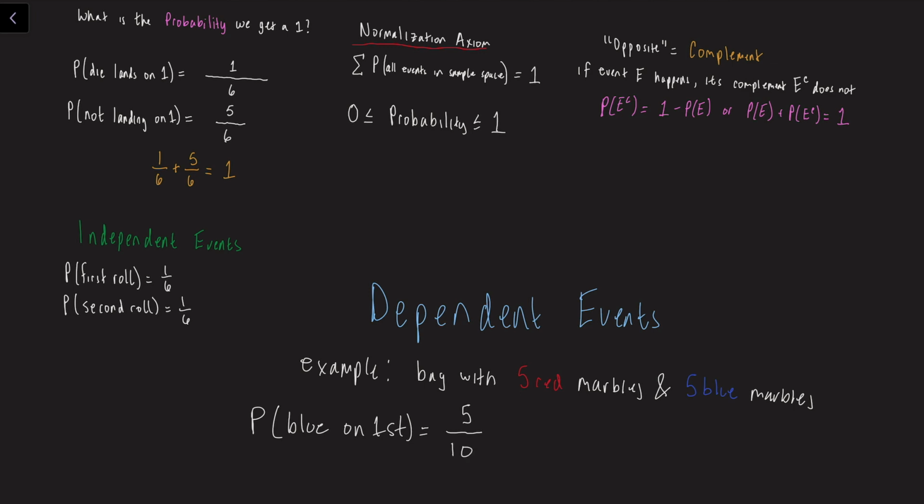Now let's say I pick out a blue marble on my first draw, and I don't put it back. What's the probability of me picking out a blue marble on my second draw? Well, now the size of our sample space is 9 because I didn't replace that marble, and the size of our event is 4, so our probability is 4/9. So what we see here is our first draw affected the outcome of our second draw, and these 2 events are not independent, aka dependent.